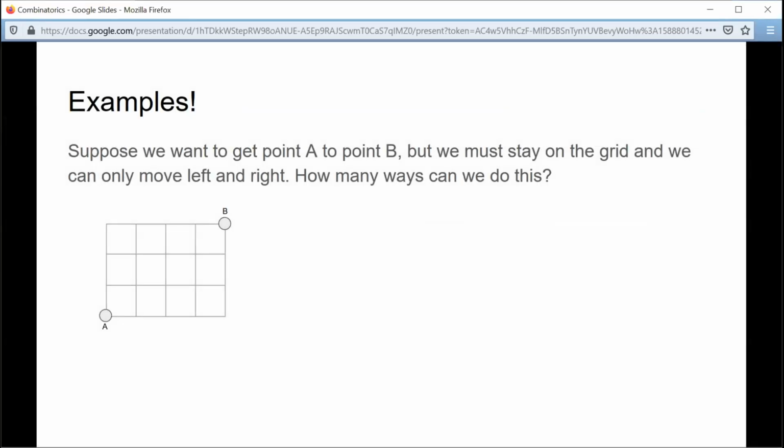Okay, moving on. Here's an example. Suppose we want to get from point A to point B, but we must stay on the grid, and we can only move left and right. How many ways can we do this? I'm pretty sure this is a typo here, and this is supposed to say up and right, not left and right, because if you can only move left and right, you're never going to get to B.